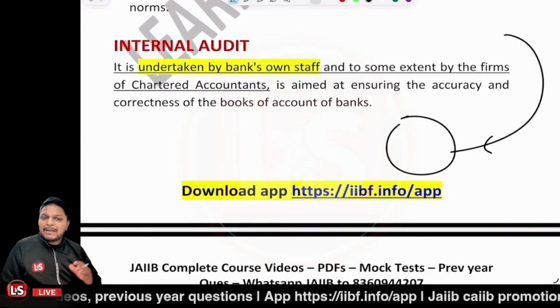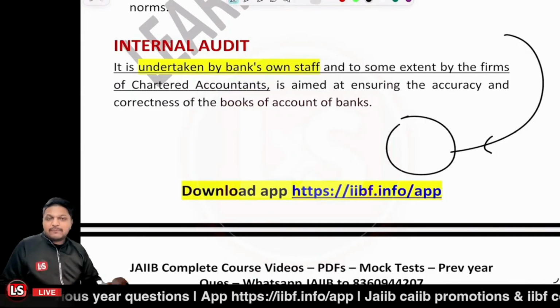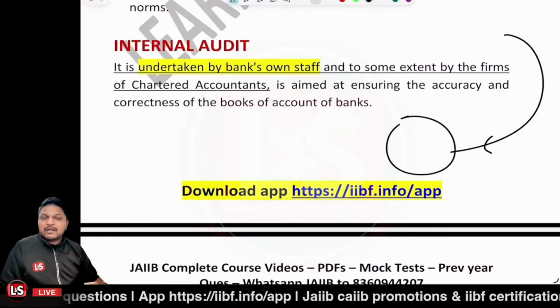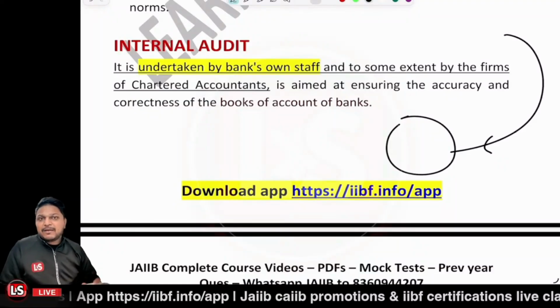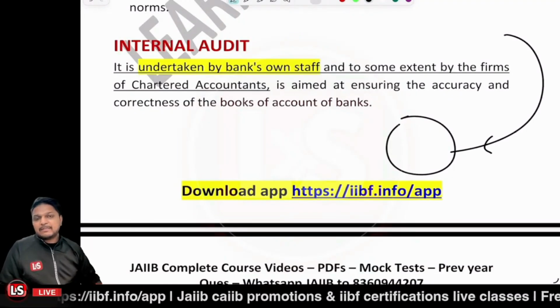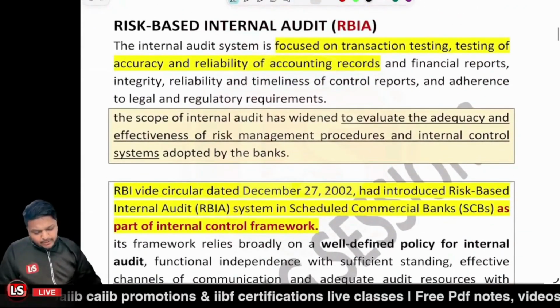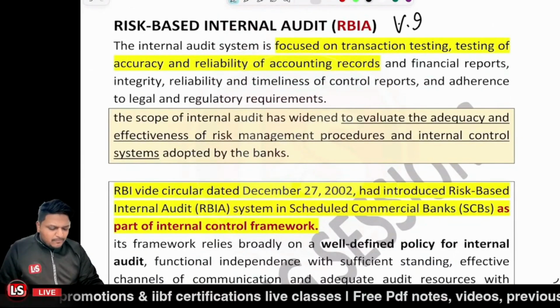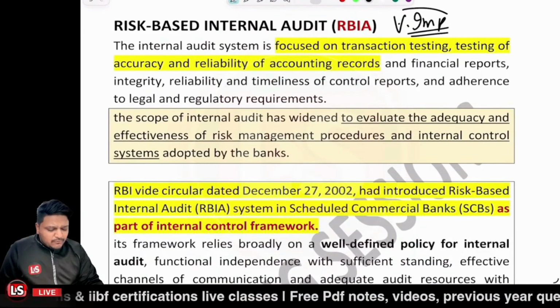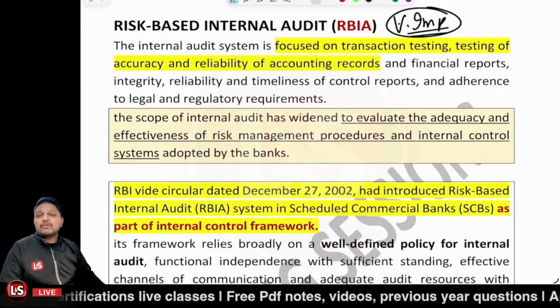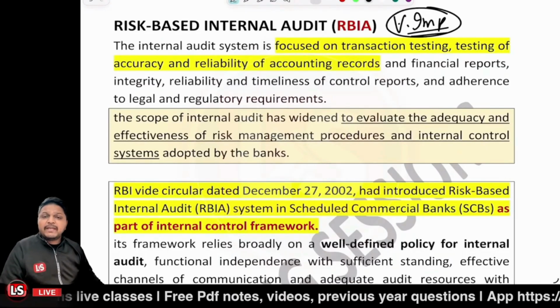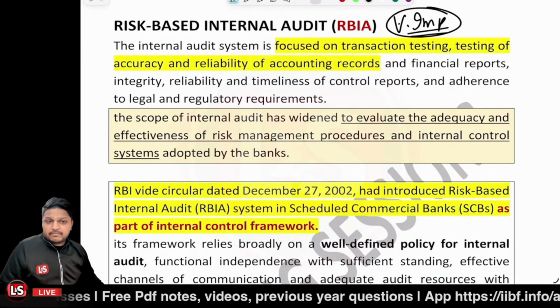And the main point is that we want to ensure the accuracy and correctness, that we are complying with the different rules, different bylaws, different compliances which are being directed by the Reserve Bank of India and others, right? That's the main point. Further, it's related to RBIA. Very important, very important. So if you are in bank and you have followed an inspection, then you should be knowing what is RBIA. RBIA is risk based internal audit, right?